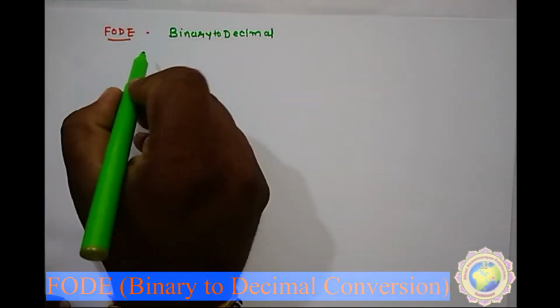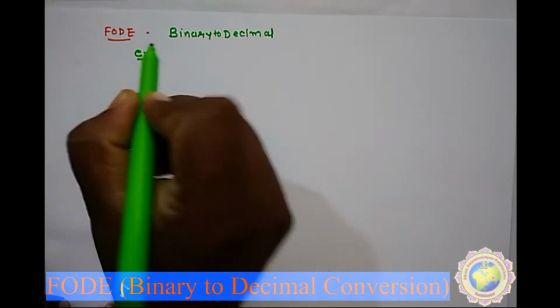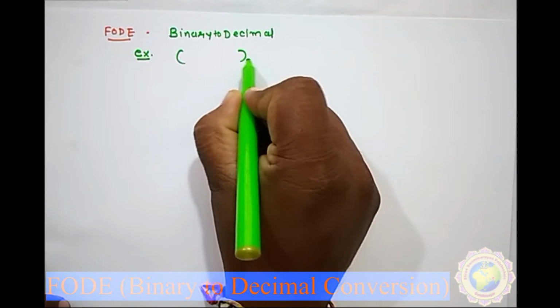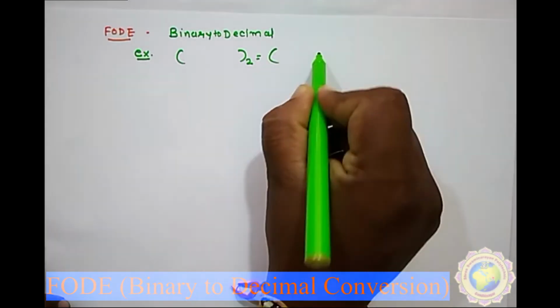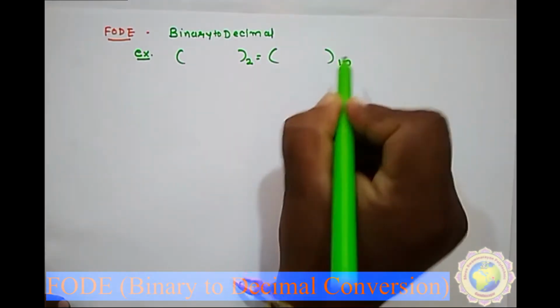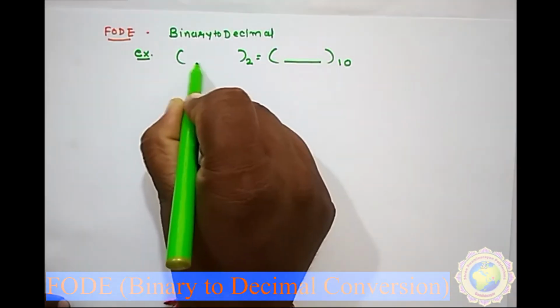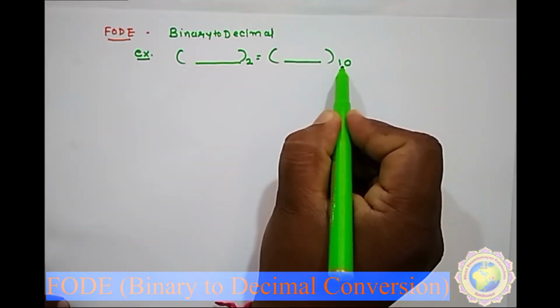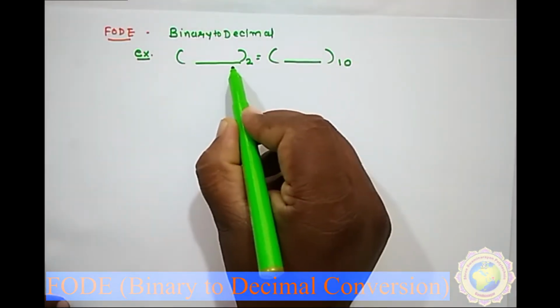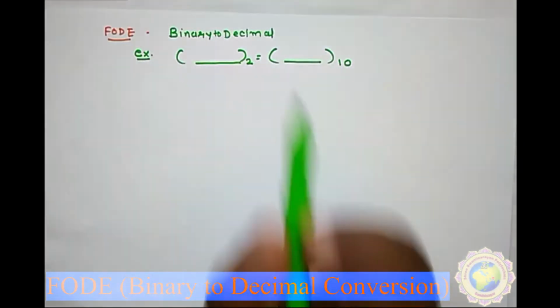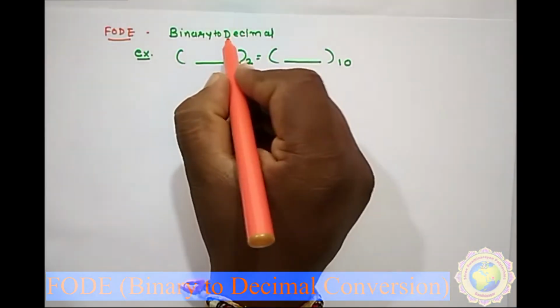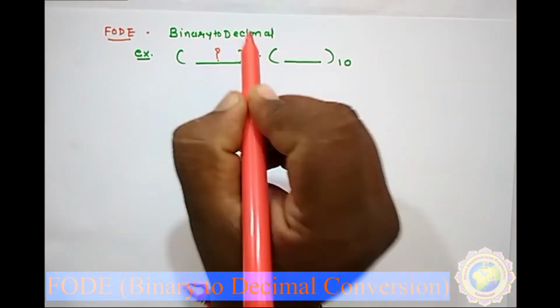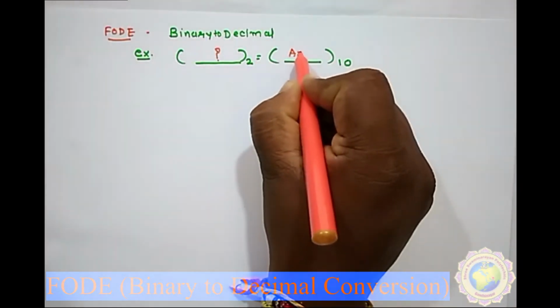In the example, you are given one binary number and that is to be converted into decimal. Until now we had seen that you were given a decimal number and that was to be converted into binary. Now you are given a binary number and it is to be converted into decimal.